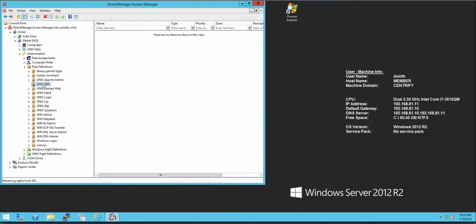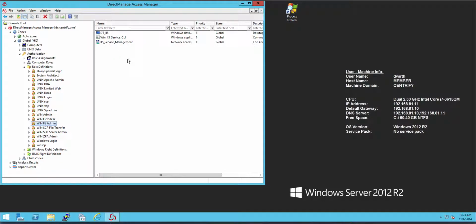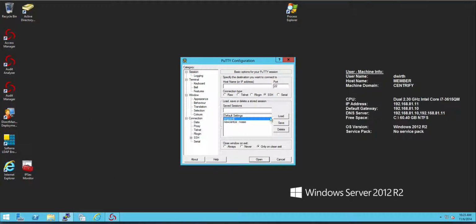On the Unix side, you can limit how people get access to systems by leveraging PAM rights and what commands they can run, and this also works on Windows. So you can provide application access that limits the ability for a user to have local administrative access. But let's talk about logging for a second. I'm going to quickly launch a PuTTY session here.